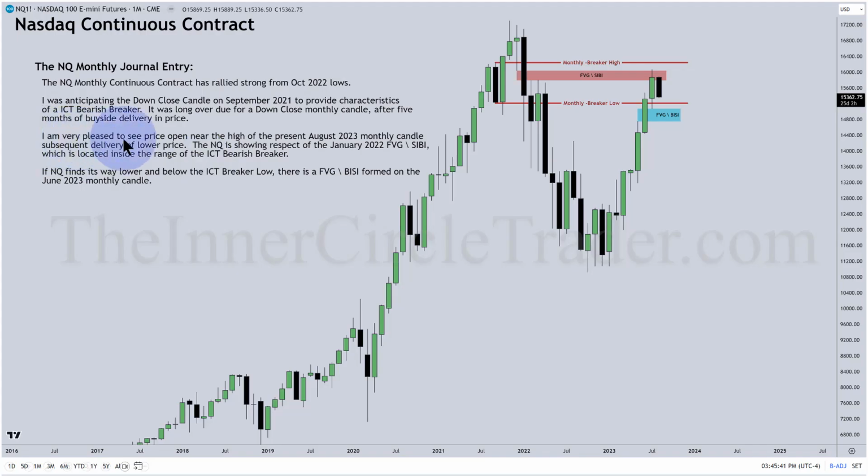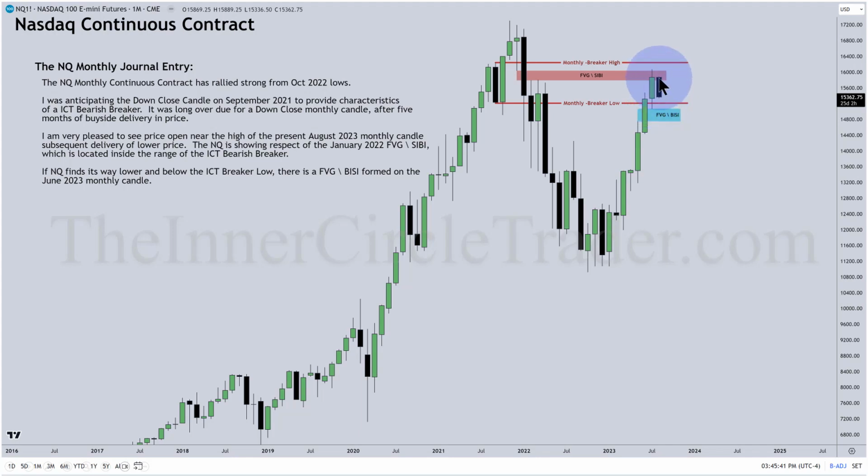I am very pleased to see price open near the high of the present August 2023 monthly candle, subsequent delivery of lower price. The NQ is showing respect of the January 2022 fair value gap SIBI, which is located inside the range of the ICT bearish breaker, meaning that I'm pleased that it's doing this very thing.